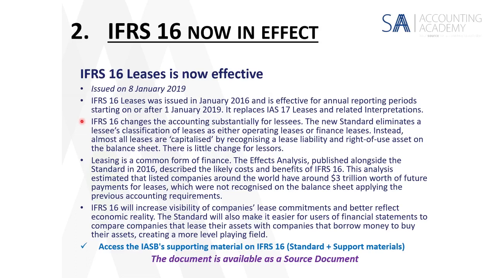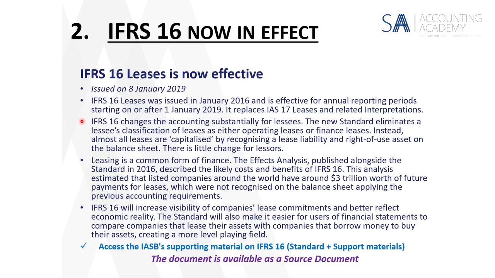But the analysis looked at, and they estimated as well, that listed companies around the world would have around about $3 trillion worth of future payments for leases. And those were not recognized on the balance sheet applying the previous accounting requirements. So remember that this is going to be a huge changer the first year that you implement this, because the future payments for leases is now going to show up on the balance sheet. So it'll affect everything. It might affect solvency, it might affect liquidity.